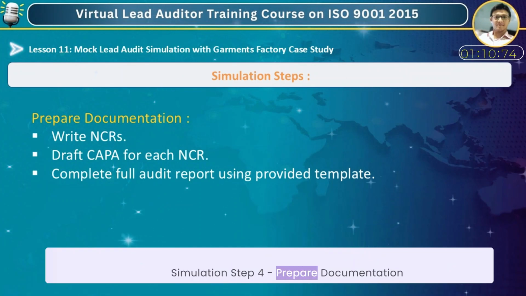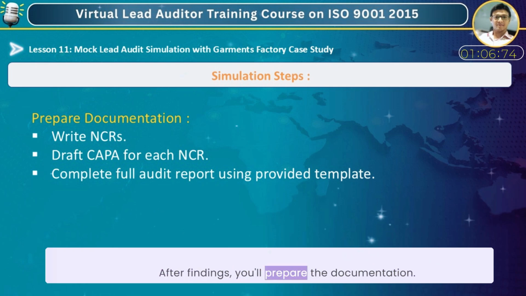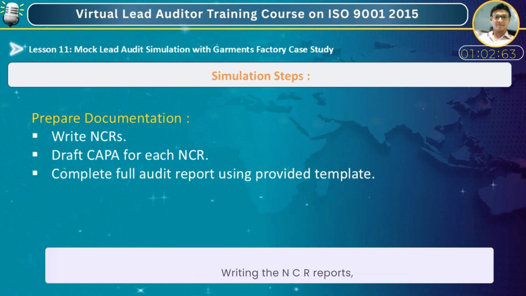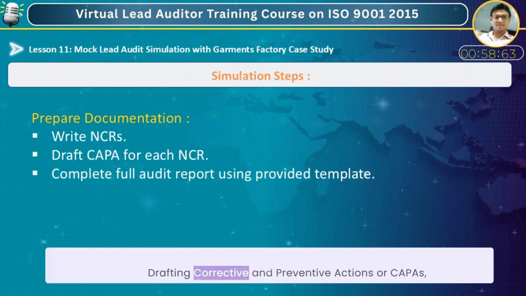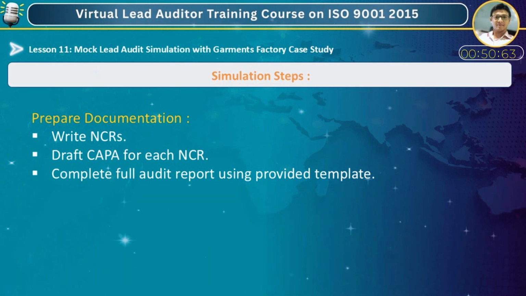Simulation Step 4. Prepare documentation. After findings, you'll prepare the documentation. This includes writing the NCR reports, drafting corrective and preventive actions or CAPAs, and completing the full audit report using the provided template.